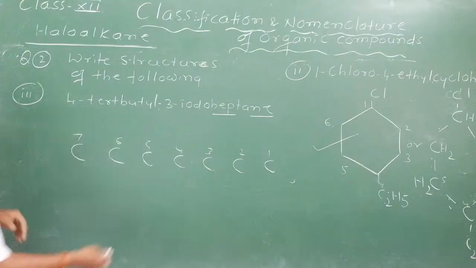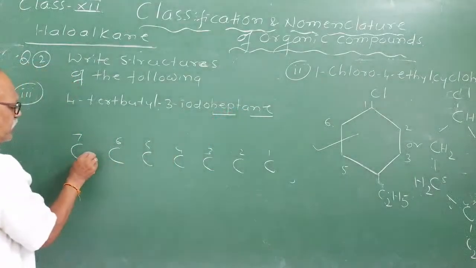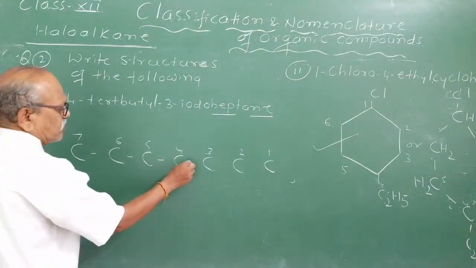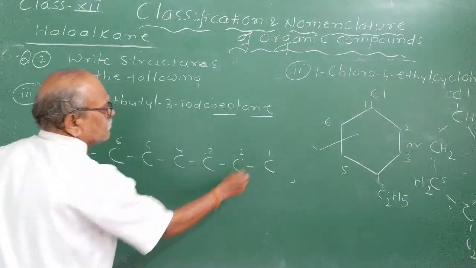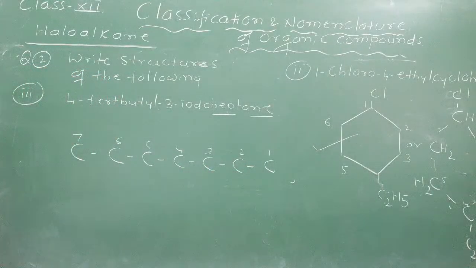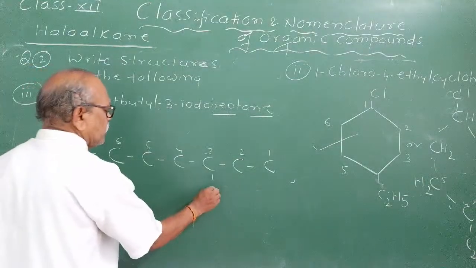All of them contain single bonds. Therefore, let us write single bonds. Suffix first. Single bond. 3-iodo: to the third carbon atom, there is an iodine atom.